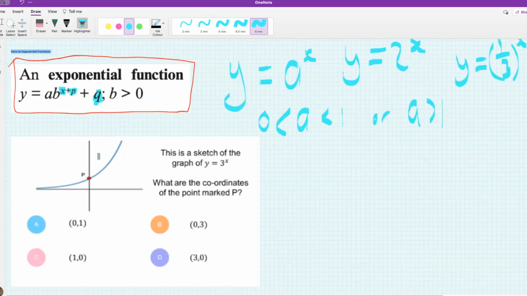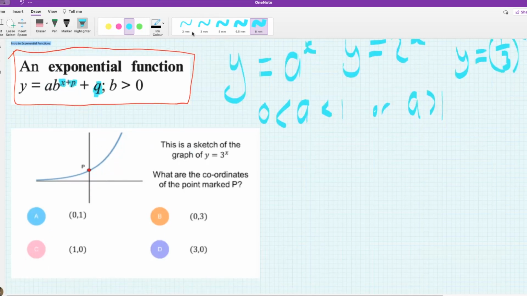So let's start with a simple multiple choice question. I want to know, if I give you the graph of y equals 3 to the power of x, and you see the graph here, what is the value of the y-intercept there? And I want you to work it out for me and then put your answer in the chat.